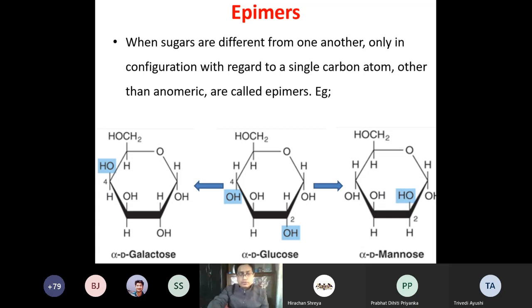Glucose, galactose, and mannose are epimers. If you compare their structures, they are the same. Of course, their molecular formulas are the same. In terms of structure, all the other configurations are the same except around one carbon atom. In the case of glucose and mannose, it is the second carbon. In the case of glucose and galactose, it is the fourth carbon. That's why glucose and mannose are C2 epimers, and glucose and galactose are C4 epimers. This alpha we'll talk about later on.